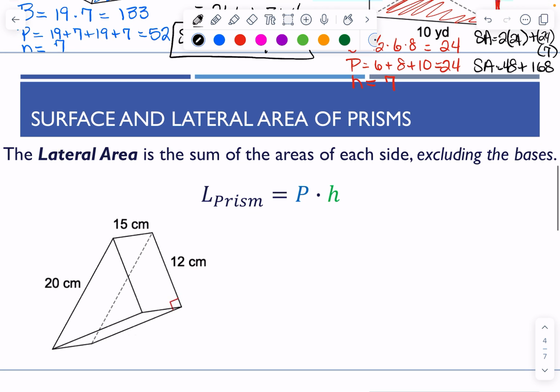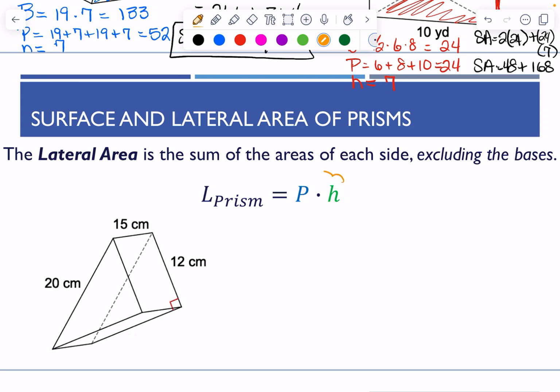Okay, so now let's talk lateral area. So the surface area, remember, is the area of all of the sides added together. Well, the lateral area is the sum of the areas of each side, excluding the bases. So the bases are not included in the lateral area. It's basically the space between the two bases. What is the area of the sides that are between the two bases?